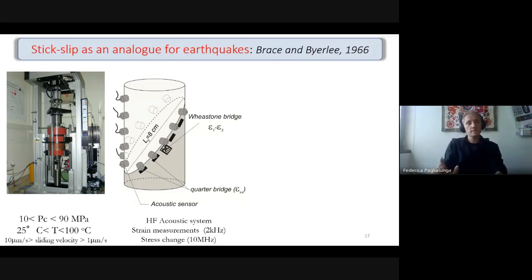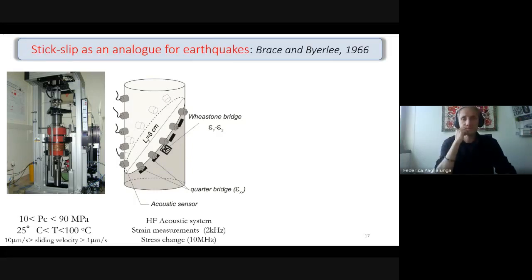The experimental fault is 8 centimeters long, so it's much smaller than other experimental faults that we can see now, for instance, at USGS or at Cornell, or what HG Fukuyama is doing in Japan. But the advantage here is that we can impose a larger stress and we can be, let's say, close to natural stress conditions.